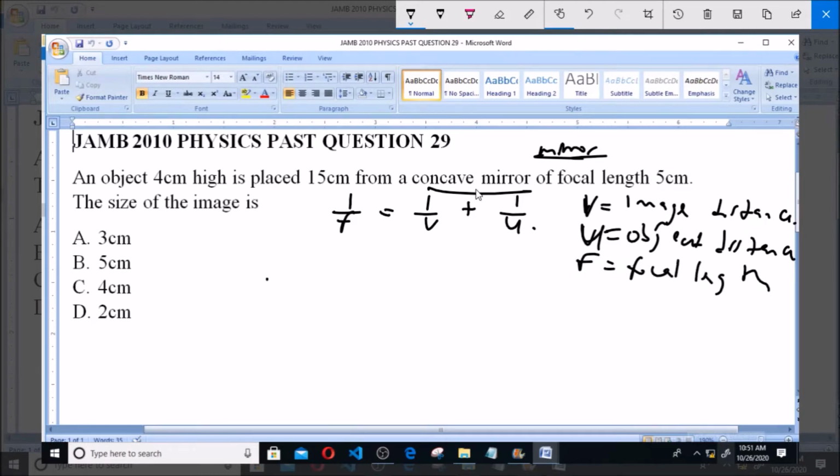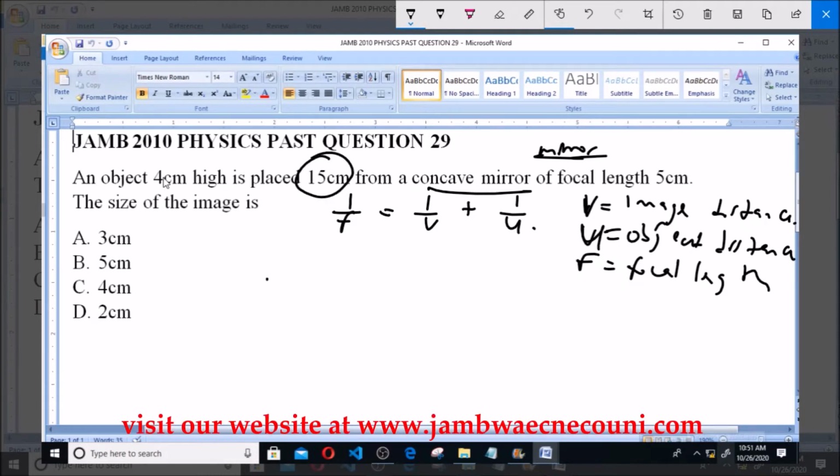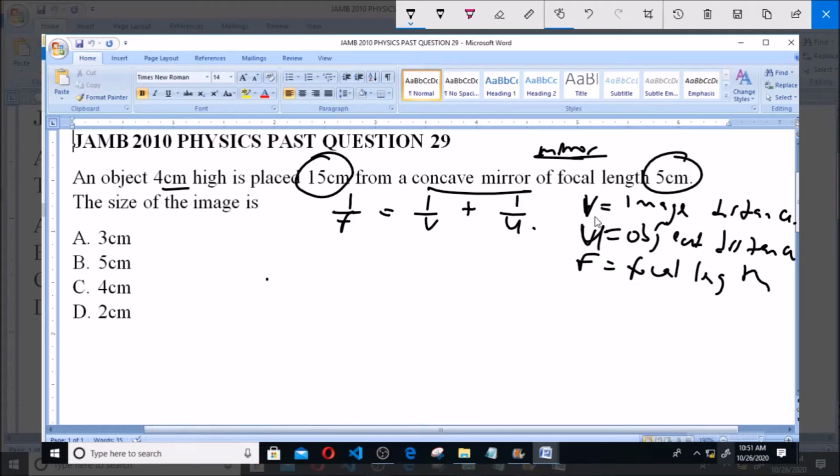From this, you see that we are given the object distance, which is 15 centimeters, and the object height, which we would make use of later, and then we are given the focal length. So we have u and f, but we do not have v. So the first thing to do will be to search for v.